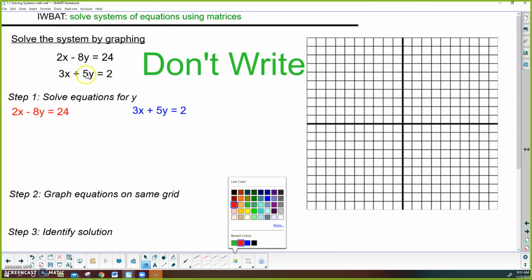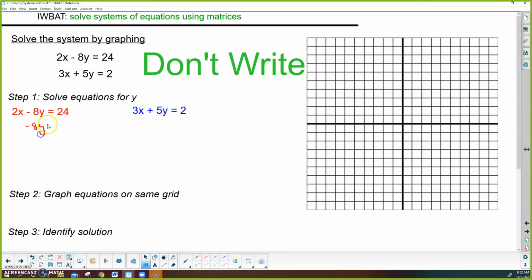I'm going to solve the system by graphing. I'm going to do this very quick. You don't have to write, it's just a quick review. But what do I want to do? I want to solve the equations for y. We're going to get this in the form y equals mx plus b, right? Because I'm going to graph these and then we're going to find the solution. I'll do this very quick.